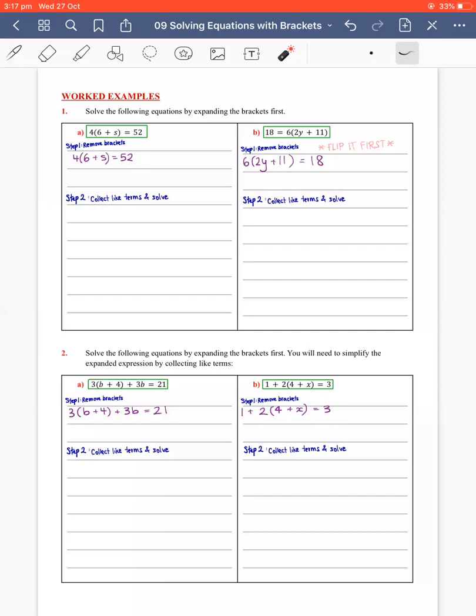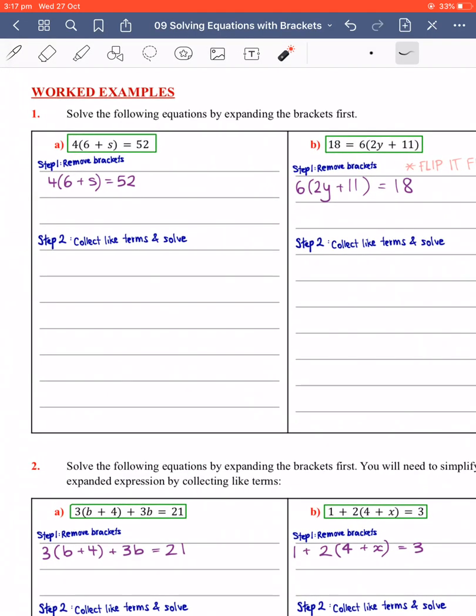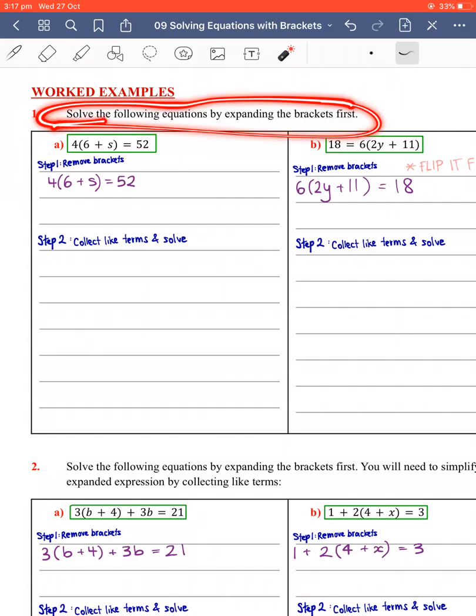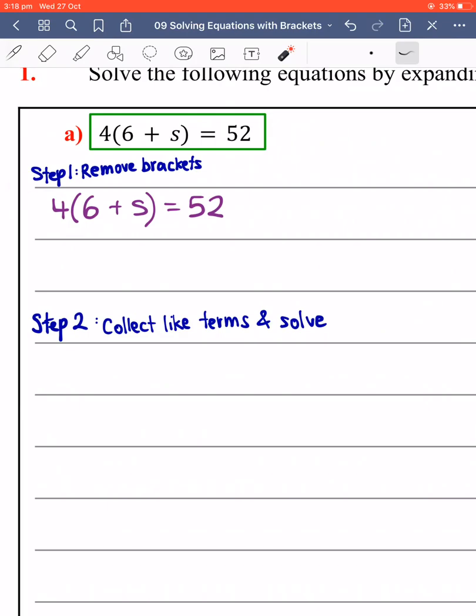Onto your worked examples now. So for these first two, what you're doing is solving them. Okay, we're solving by expanding those brackets first. So what I have done is I've broken it down into two steps so you can see it a little bit more logically.